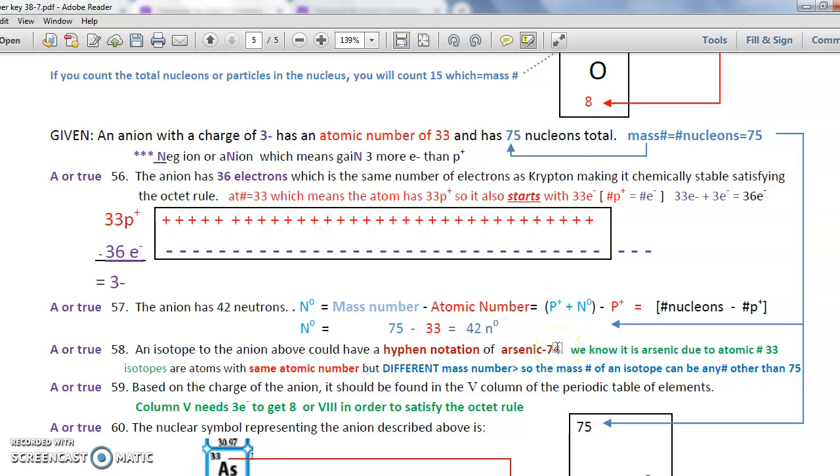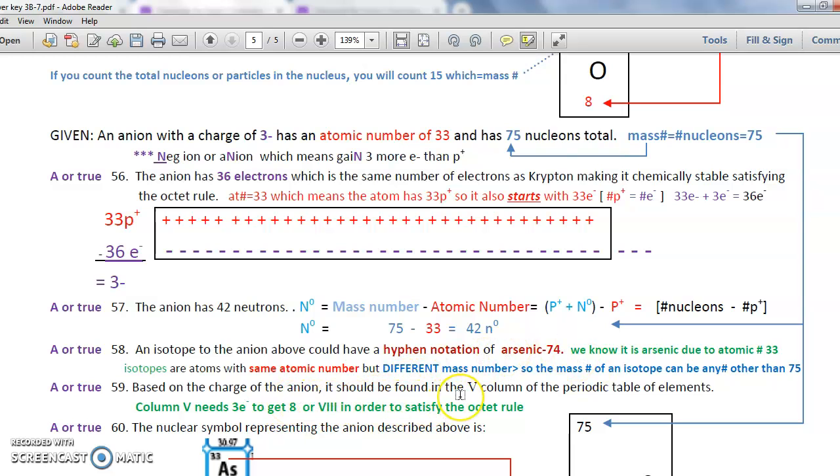Both arsenic 74 and arsenic 75, this one would be arsenic 75 up here, have atomic number 33. But arsenic 75 has 42 neutrons. Arsenic 74 has 41 neutrons. Isotopes have different numbers of neutrons, same number of protons.